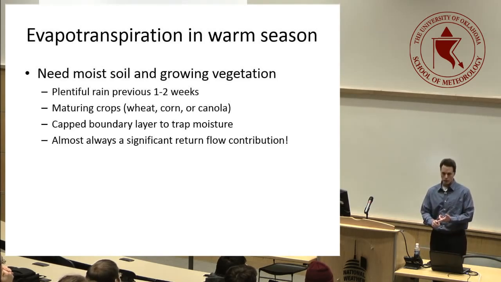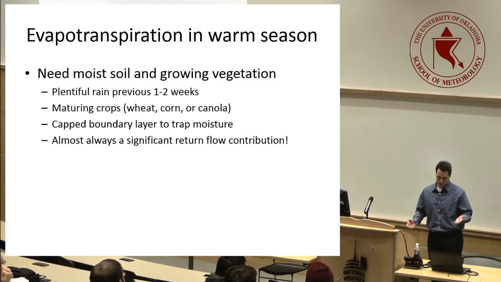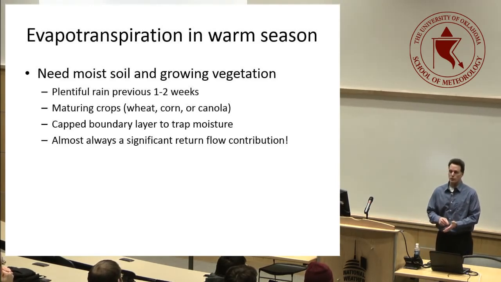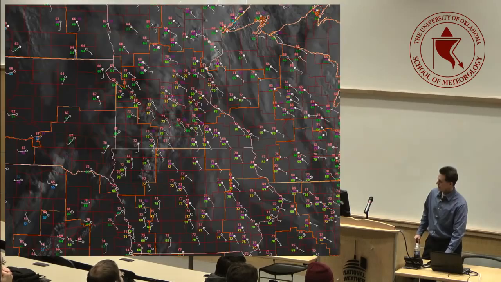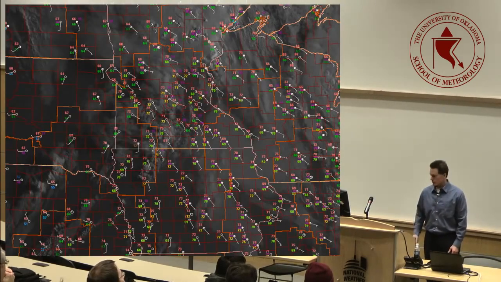So we want moist soil, actively growing crops, and sunshine. But there's almost always a clear return flow aspect. In other words, the high dew point air comes from somewhere else. Almost the vast majority of it is already sitting there days in advance. Okay, so here's one. Don't worry too much about the details.